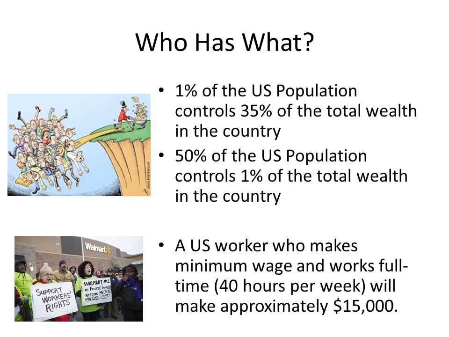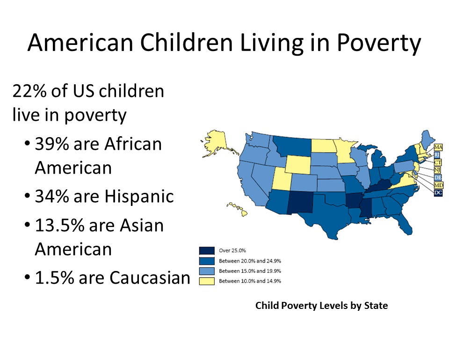A U.S. worker who makes minimum wage and works full-time, i.e. 40 hours a week, will make approximately $15,000 a year. And as you will see when we move further along in this, $15,000 a year is essentially below the poverty level depending on how many kids you have. So, speaking of children, let's see how the children are doing in the United States.